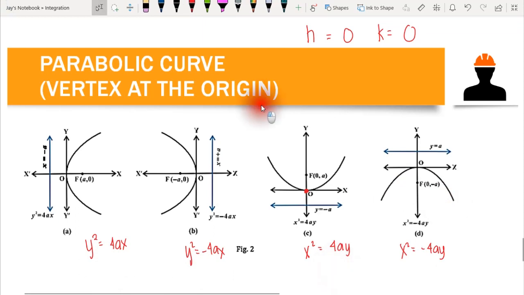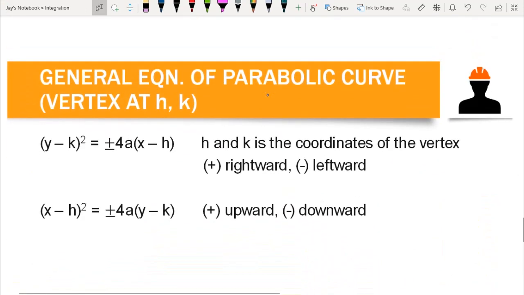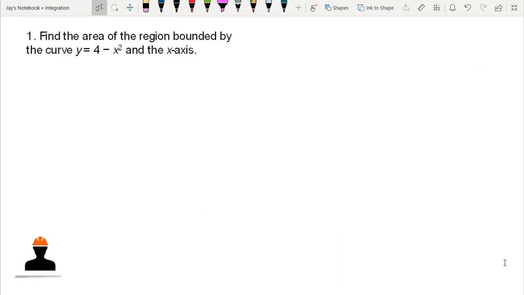Okay, again, if our vertex is not at the origin, then we need to use this general form here, where this is the y coordinate and this is the x coordinate of the vertex. And now I have here our first example.